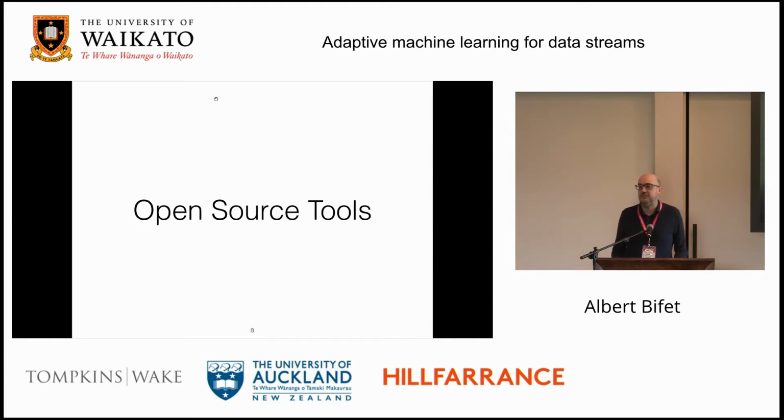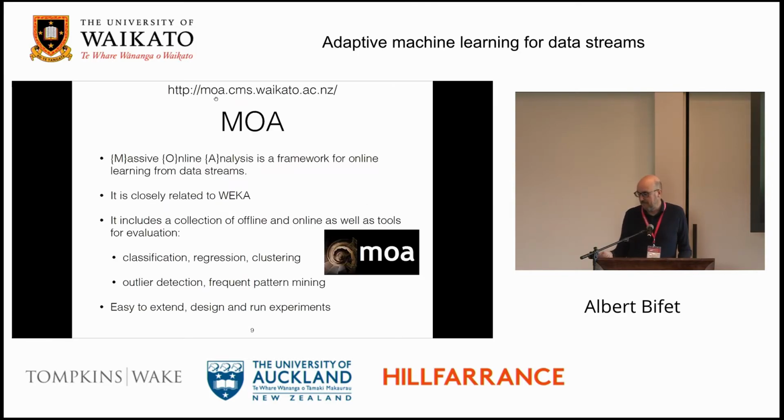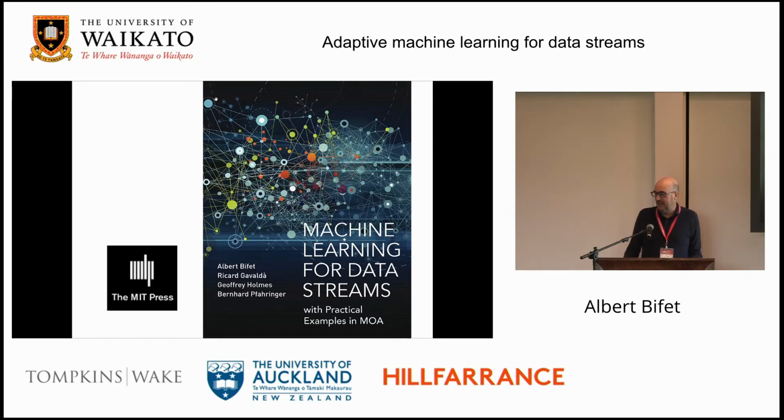To finish, we also work on open source tools. We are leading the MOA project. MOA is a project that is specific for data streams, so it's not storing the data, it's only doing one pass over the data. It's in Java, is related to Weka, and it's a project started at Waikato. We have this book that is openly available from MIT Press, where we explain the machine learning for data streams methods and then how to apply them using MOA.